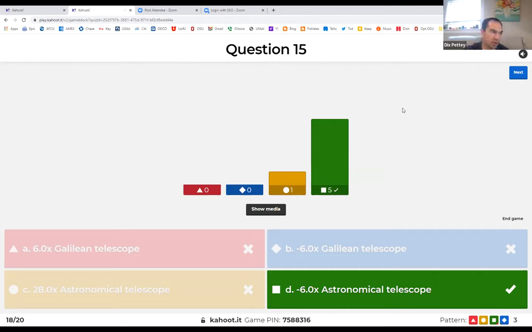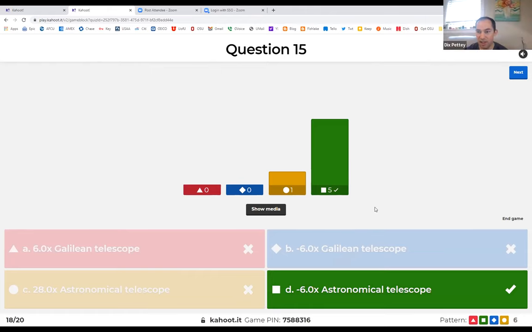Nice. So this is that same equation that we were just looking at, that n equals the minus power of the ocular over the power of the objective. So how were you able to tell astronomical versus Galilean, Jennifer? We know it's astronomical because both powers are positive.